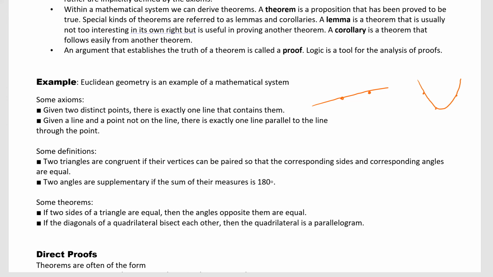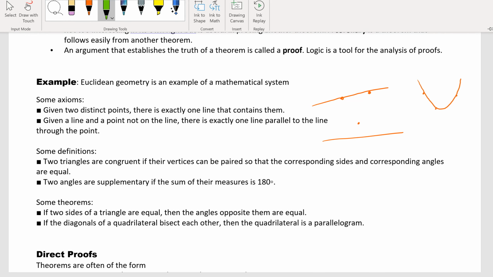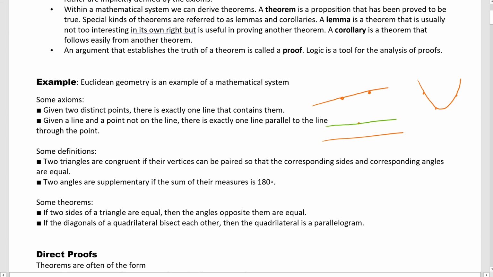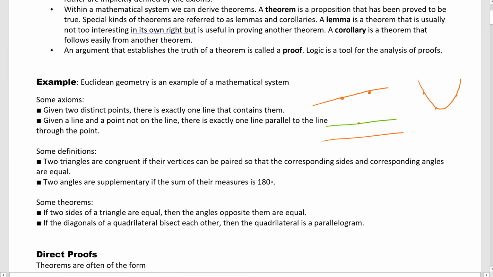Next, given a line and a point not on the line, there is exactly one line parallel to the line through the point. So we have a line and we have a point. Well, then there is exactly one line that passes through this point and is parallel to our line. Okay, so these are axioms. We just assume them to be true naturally.